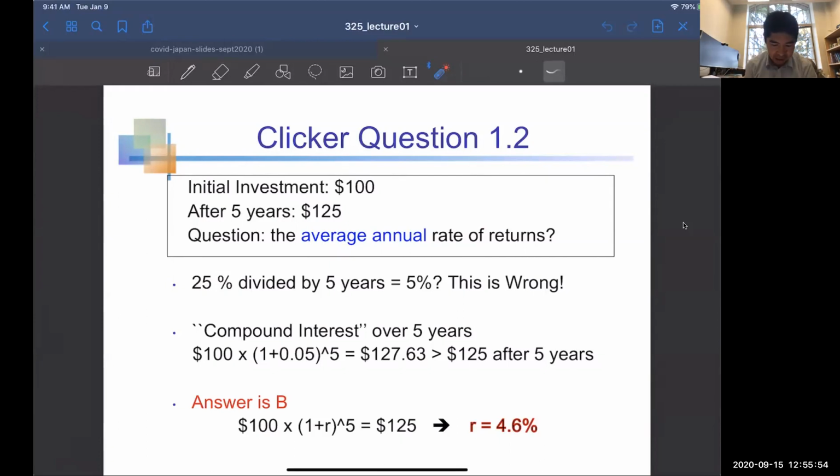So if in fact it is a 5% annual return, then you should end up getting 127.63 rather than 125. So the annual interest rate should be less than 5% to get that 125 after 5 years. And so it's important to realize that R has to be smaller than 0.25. And if you compute it, it's going to be about 4.6%. This is very, very important for your financial investment.